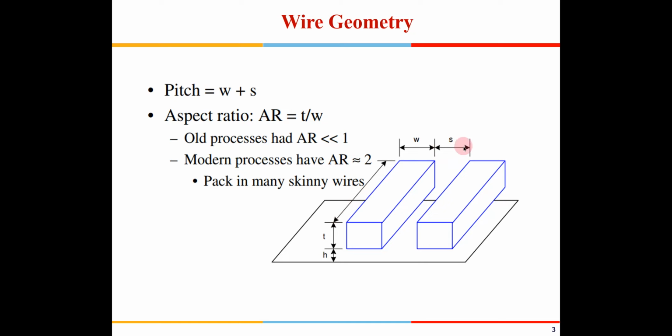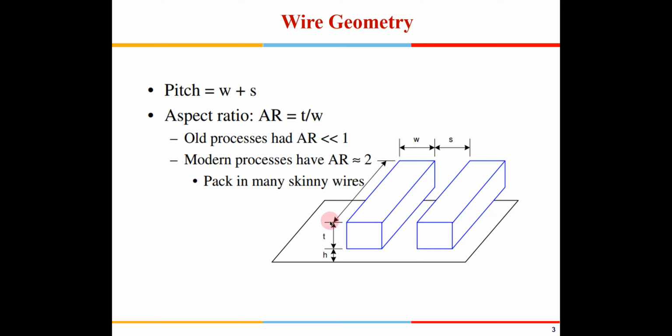The minimum distance between the wires is generally specified. S is the distance between two adjacent wires. Pitch is generally referred to as W plus S, that is, the minimum width plus the minimum space. Then we have another term, the aspect ratio, which is the width divided by the thickness.